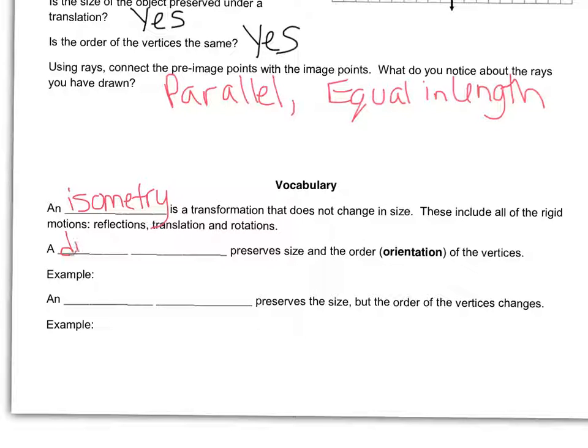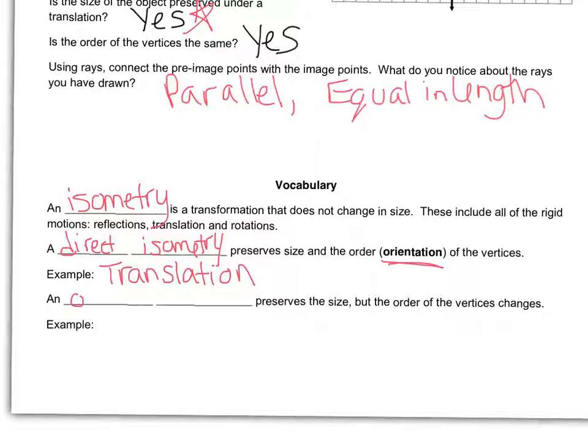A direct isometry then preserves size and the order, or the orientation, of our vertices. So the order of our vertices is called the orientation, and that's what we talked about up here. An example of this then is our translation. The translation preserves the order of our vertices.